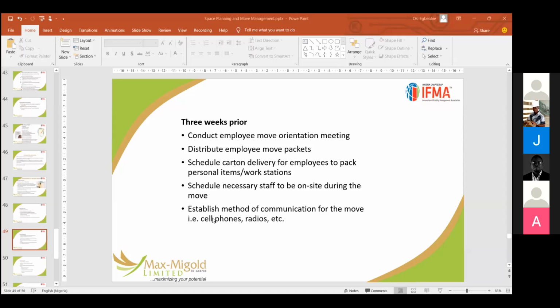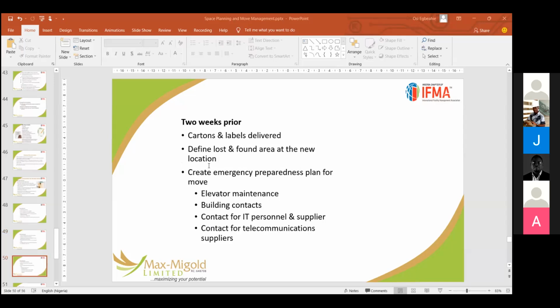communication, i.e. phones and radio, depending on what works for you. And label, deliver. You need to also define a lost and found area in the new location. You dedicate an area in the new location where, if things are missing, people will go and check, and where lost and found items will be placed and looked at.